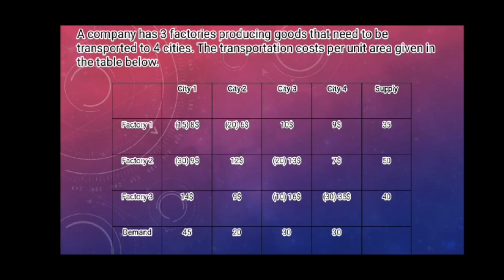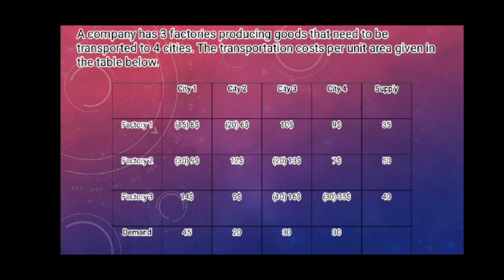So from the table, we have 3 factories, which represent our sources, along with our destinations, the 4 cities. Within the cells are the costs: $8, $6, $10, $9, and so on. These are the transportation costs needed to transport from our source to the destination.